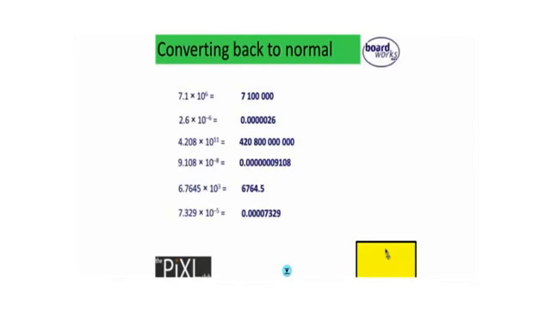I'm just going to reveal the answers to the other ones. I want you to have a quick check of those yourself. Looking for negative powers, smaller numbers, positive powers, bigger numbers. So just have a mark through those, check that you've got those right before we move on to some calculations.